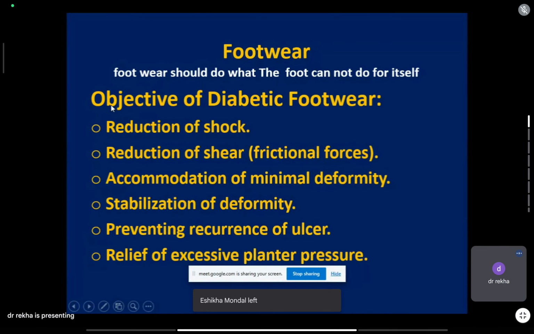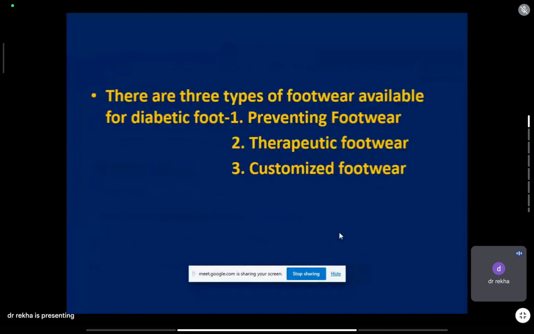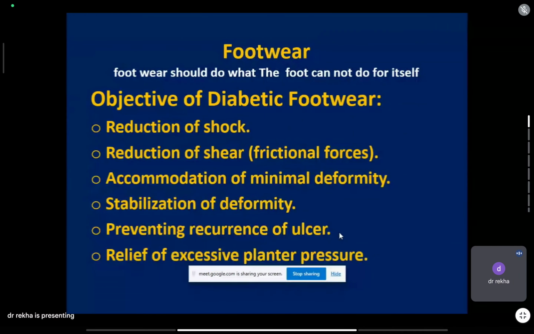So footwear. Why do we advise the footwear? For reduction of the shock, reduction of shear, to accommodate the minimal deformity, stabilization of the deformity, preventing recurrence of the ulcer. This is very important. After healing, the patient thinks my ulcer has healed and we can walk with a simple footwear or barefoot walking. Then the ulcer will again recur. So, to prevent the recurrence of the ulcer, we advise to always use this type of footwear.